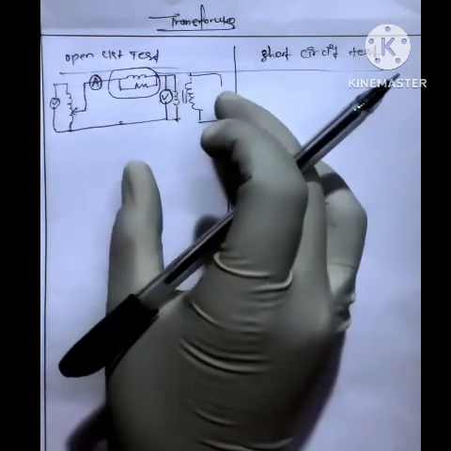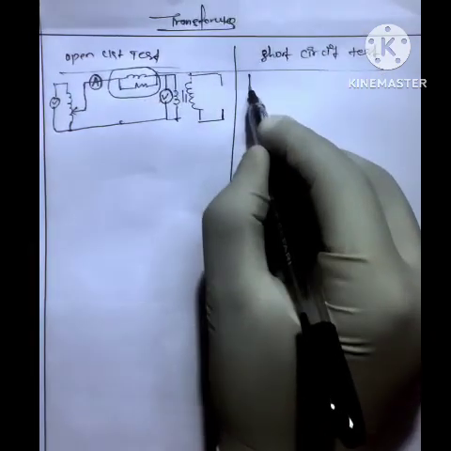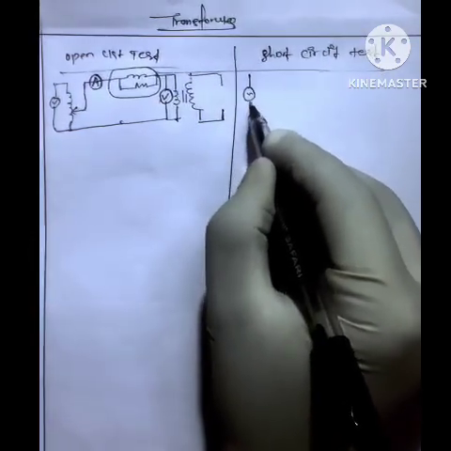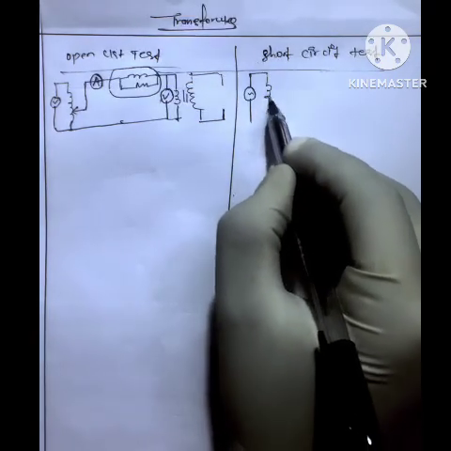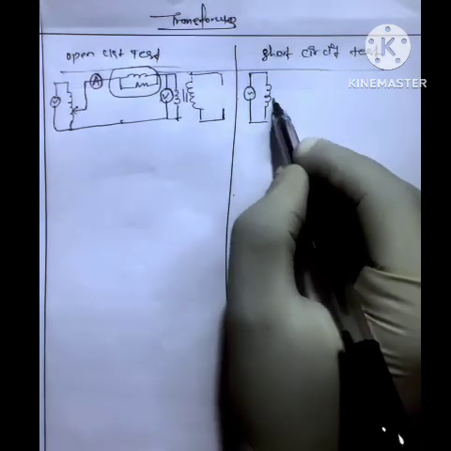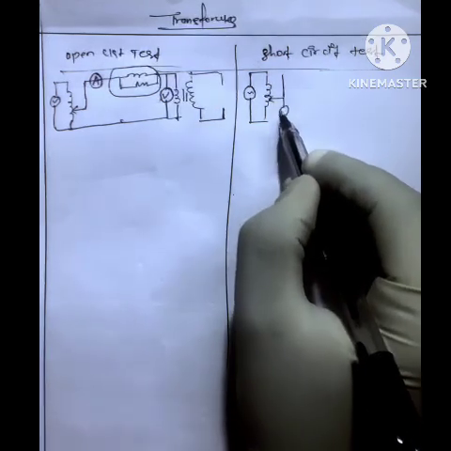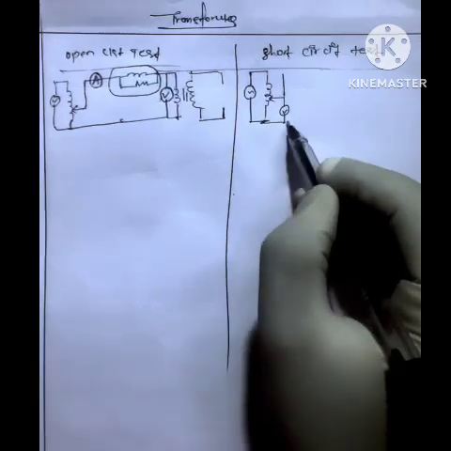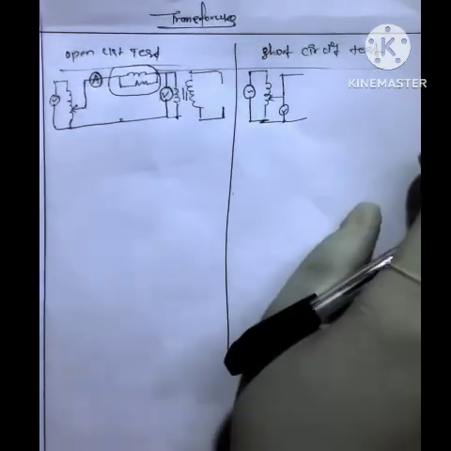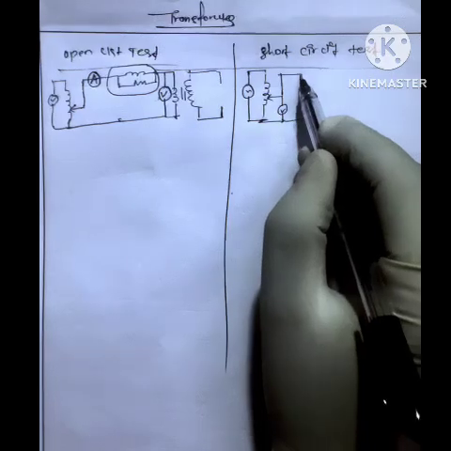This is the open circuit test. Similarly, I will draw the second category, the short circuit test, which is particularly for determining the copper loss. Here I am taking a variable AC source. The voltage is further connected to the wattmeter.